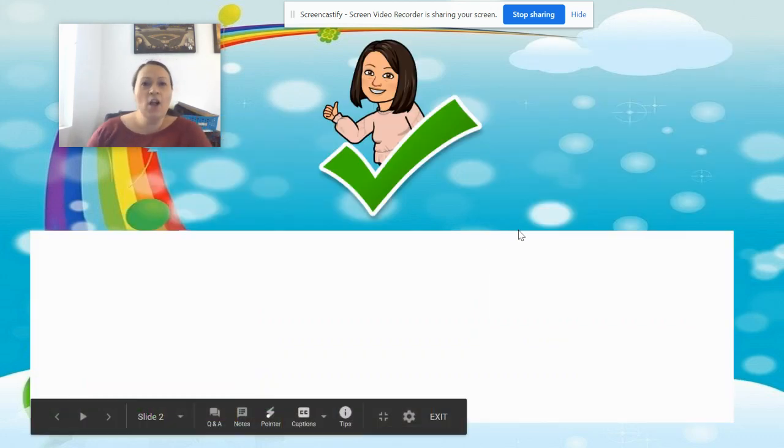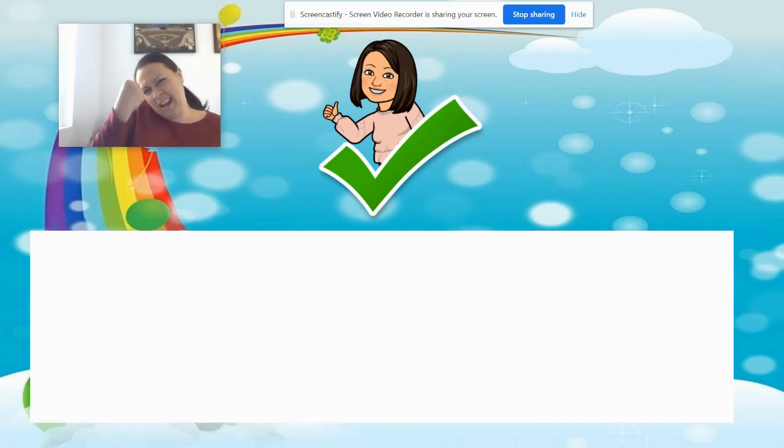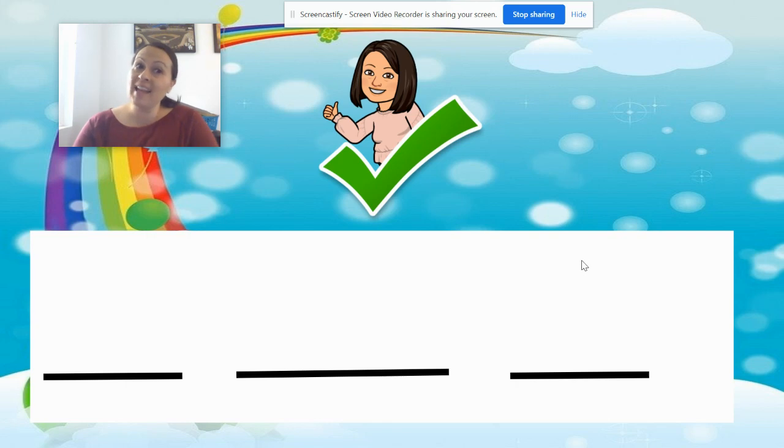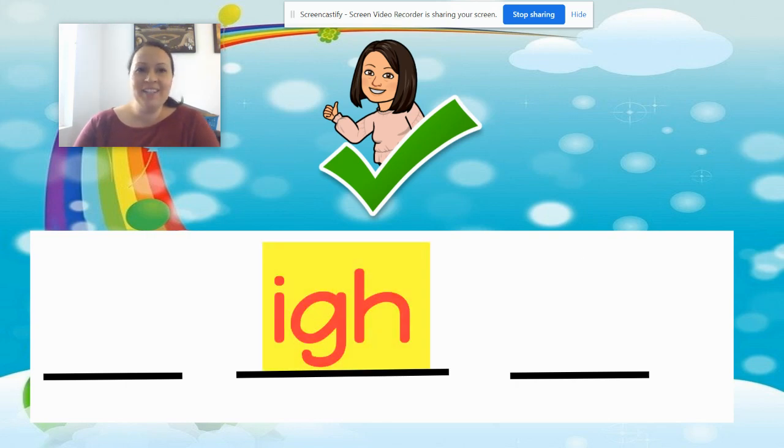Let's get started. Our first word is right. Like I got the right answer. Yes. Catch the word right with me. Right. Three sounds. Where do you hear the I? In the middle. Who makes the I sound in the middle? IGH. What does the I get on top? A macron. And the G and H get slashes because they're silent.